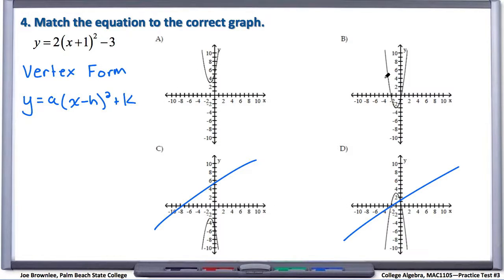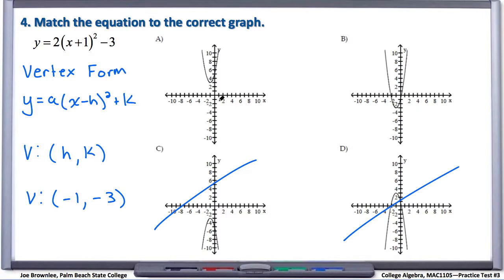Now we have A and B. So let's see, based on the equation, what is our vertex? Well, again, our vertex in vertex form is given by the point h, comma, k. So if we look at the equation that we've been given, we can see that our vertex is going to be -1. Remember, you take the opposite of what's shown for the x coordinate, the x value, and then the y value will be -3. So our vertex for this parabola that opens up will be at the point -1, comma, -3.